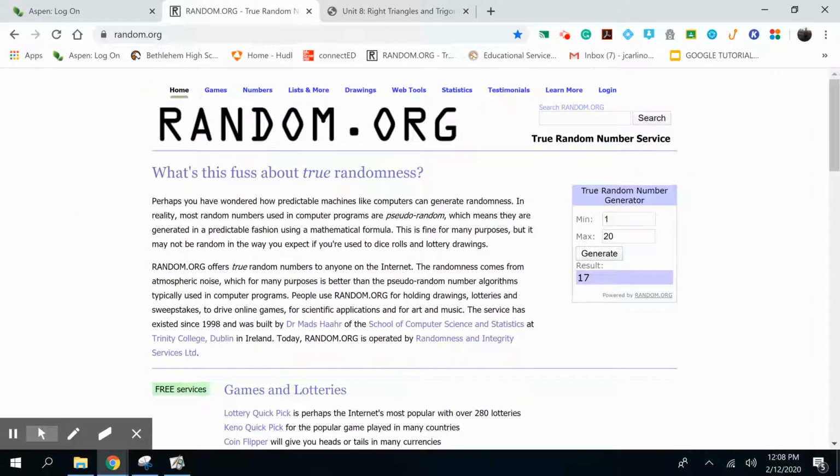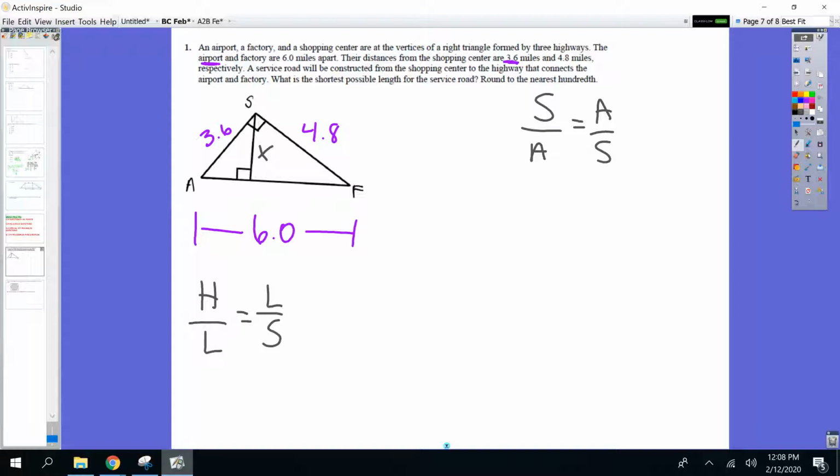Who's up on this one? 17. Here we go. Hypotenuse. 6. Leg. Patrick could have also picked 4.8. That would still have been correct. Leg. Same leg you use, yep, whether it's 3.6 or 4.8. And then S, I'm going to call Y because I've already used X as my altitude. So, okay, there we go. No factory needed here, kids.